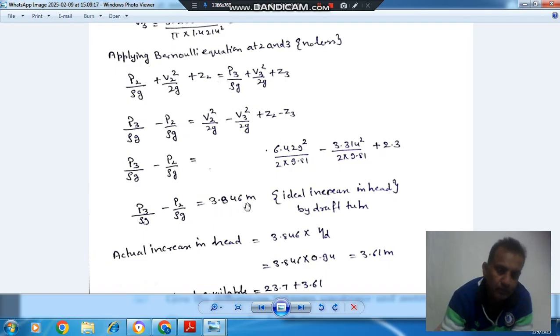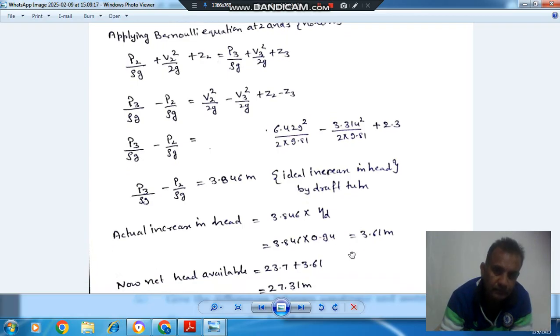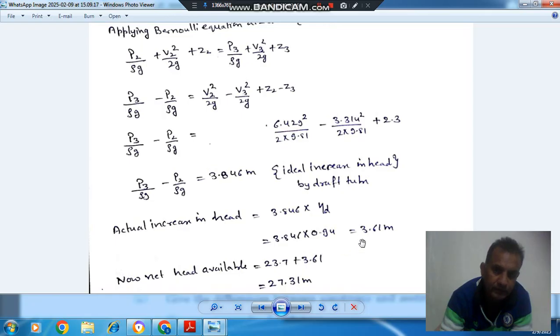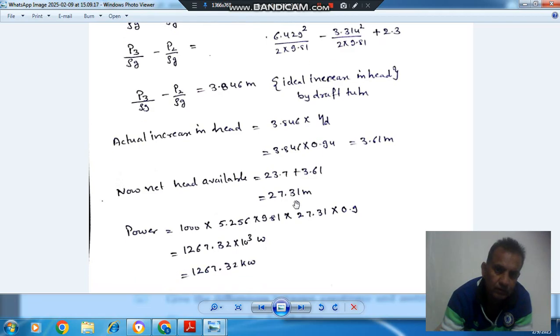we get the ideal increase in pressure head as 3.84 meters. That is ideal, but if we consider draft tube efficiency, then we have to multiply it by 0.94 also. So the actual increase in head is 3.61 meter. Now the total head available is the previous net head, 23.7, plus the increase in net head, 3.61. So it comes to 27.31 meter. The power is again rho Q g H into efficiency, with H now 27.31, and it comes out as 1267.32 kilowatt.